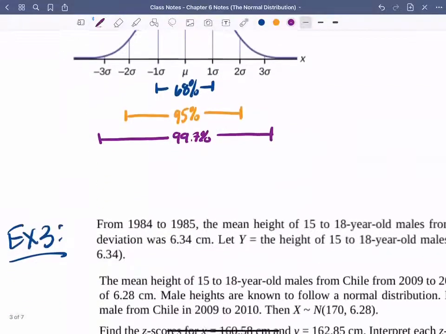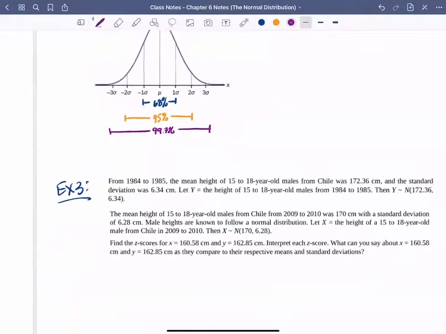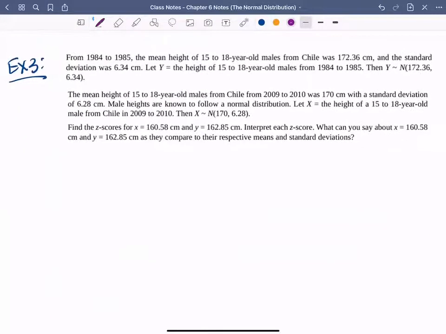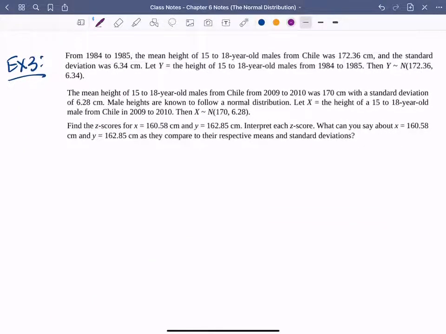Let's get to our next example. Again, I have it typed up, so I'll allow you to pause this and then go ahead and write it. All right, so now that you've written it, let's talk about it. I'm going to read it.